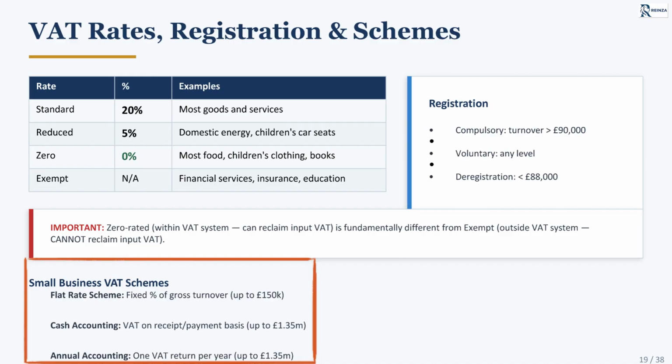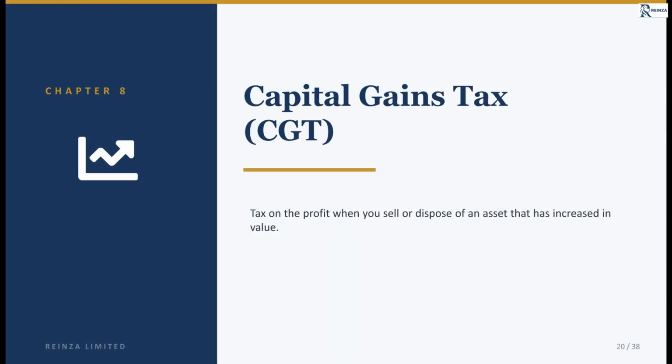There are also 3 helpful schemes for small businesses. The flat rate scheme lets you pay a fixed percentage of your gross turnover, simplifying your VAT accounting. This is available for businesses with turnover up to £150,000. Cash accounting means you account for VAT when money is actually received or paid, rather than when invoices are issued. And annual accounting means you submit just 1 VAT return per year instead of 4, with regular payments spread throughout the year.